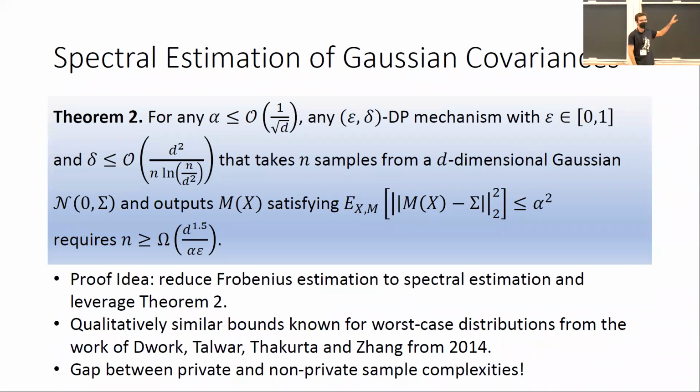So the proof of this theorem is via reduction from Frobenius estimation to spectral estimation and by leveraging the previous result. So there had been similar bounds for worst case distributions from a work of Dwork et al. from 2014. So we proved this not for worst case distributions, but for a Gaussian distribution. And this shows a gap between private and non-private sample complexity of estimation of Gaussian covariances with respect to the spectral norm.